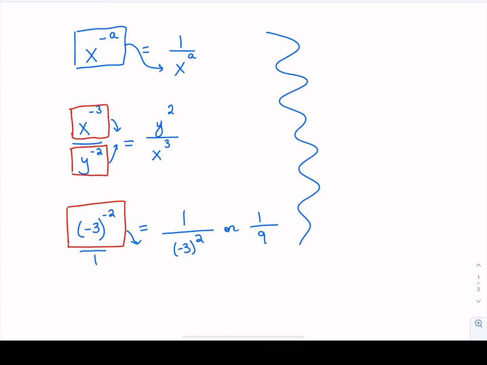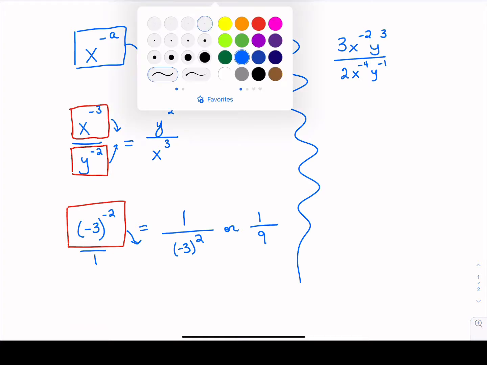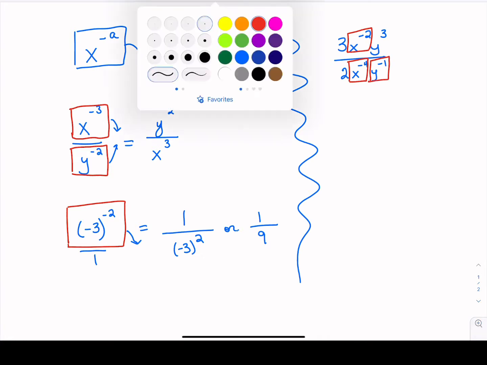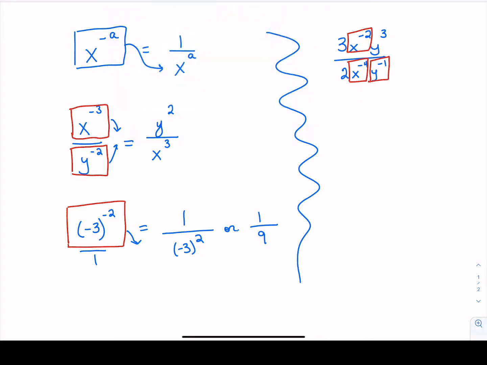Sometimes these expressions can become a little bit more complex. So if I had, let's say, 3x to the power of negative 2, y to the power of positive 3, all divided by 2x to the power of negative 4, y to the power of, let's say, negative 1. In this situation, once again, I want to highlight anything with a negative power. So x to the power of negative 2 is highlighted, x to the power of negative 4 is highlighted, and y to the power of negative 1 is highlighted. So those are 3 different bases that are sitting in bad positions.